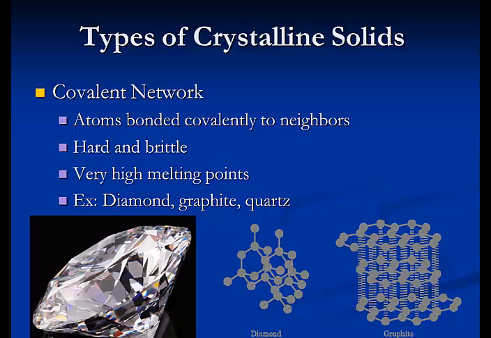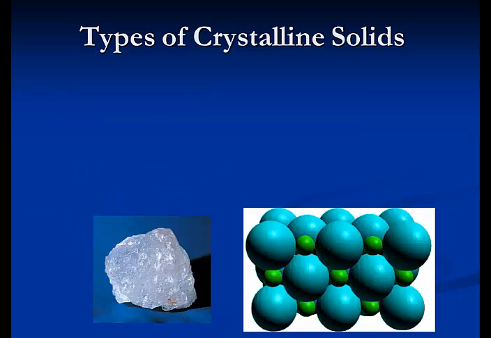So metals are metallic solids held together by metallic bonds. Covalent solids, or covalent network, are held together by covalent bonds. Next type we're going to talk about is ionic. Guess what? They're held together by ionic bonds, which are just positive and negative ions next to each other, and a bond is formed from the positive and negative attraction.